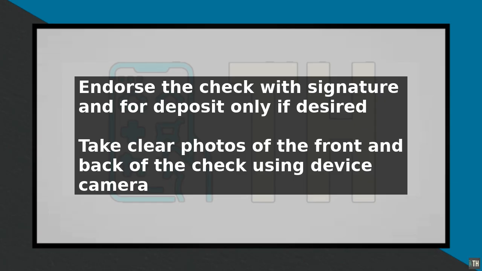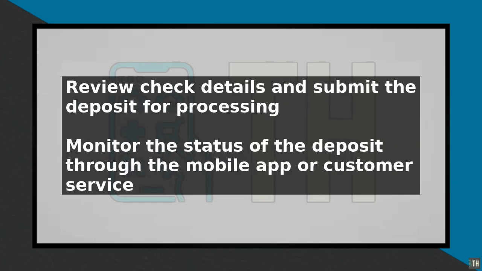In addition to mobile deposit, you can also deposit a check at a Capital One ATM or by visiting a branch in person. To deposit a check at an ATM, insert your card, select the deposit option, and follow the on-screen instructions. To deposit a check in person, bring the check to a Capital One branch and provide it to a bank representative, who will assist you with the deposit process.